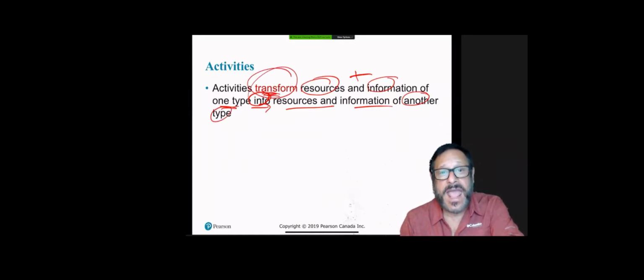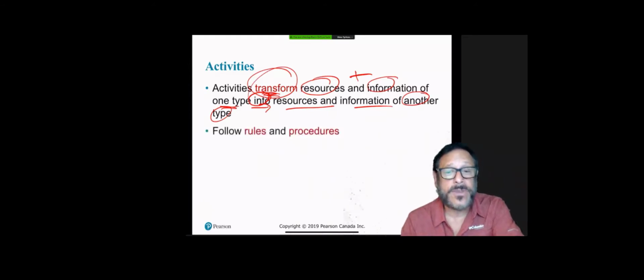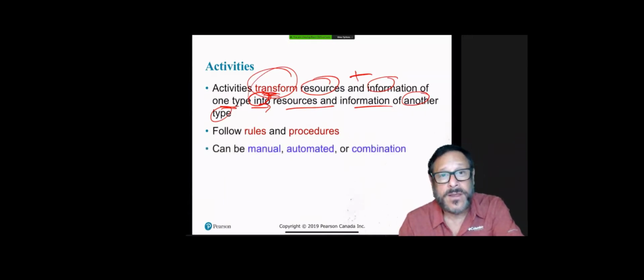The action has a purpose to be done. This purpose is going to be transforming a resource and information into something else. It is going to follow rules and procedures. If you're making coffee cups, there is a specific way and method you're going to use to create and produce these coffee cups. This can be manual or automated or a combination of both.